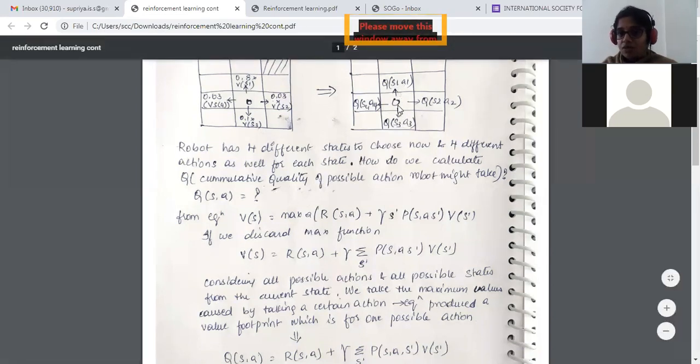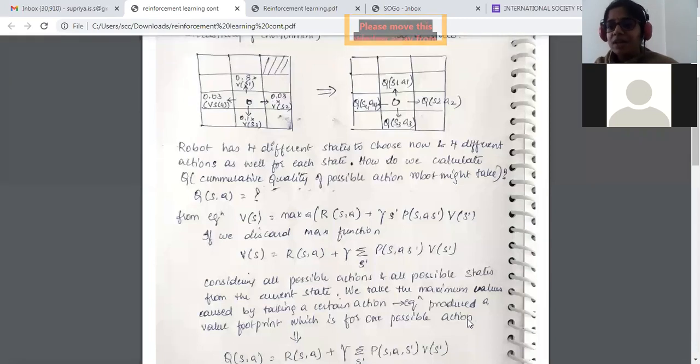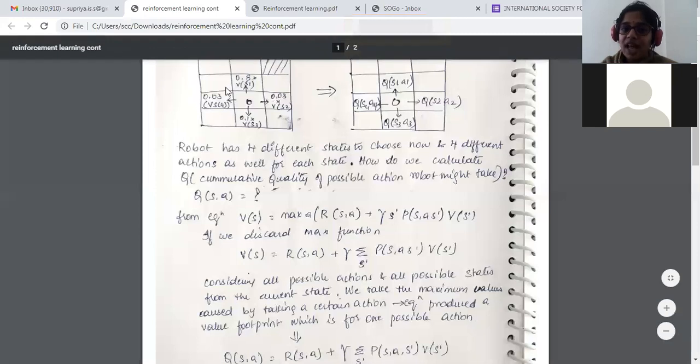I'm going to take all of these 4 values. Okay, we take the maximum value caused by taking a certain action, such that the equation produces a value, which is for one possible action. To tell you in very simple terms, it is the same as what we did over here. Here we used to calculate all the possible values, but here I'm going to quantify each and every value by performing the same operation.